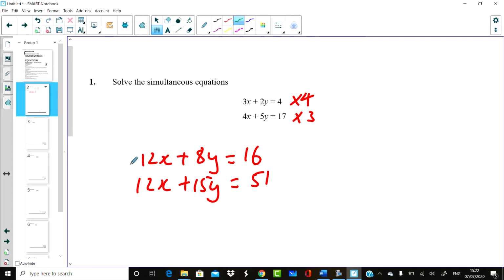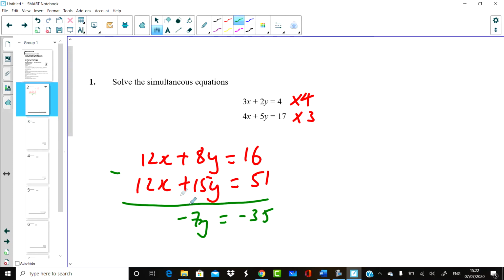Now we can cancel. Remember how before I said we can either add or subtract these two equations. So over here, we want to get this x to 0. What do we need to do to 12x to get to 0? We take away 12x. So here we minus. So we get 12 minus 12, that just becomes 0x. So we have 8y take away 15y. That's just going to give us negative 7y. We're going to have 16 take away 51, and that's just going to be minus 35.